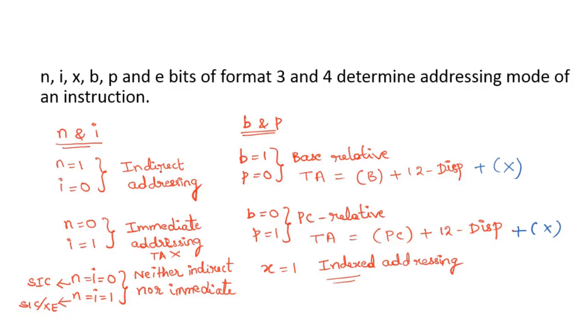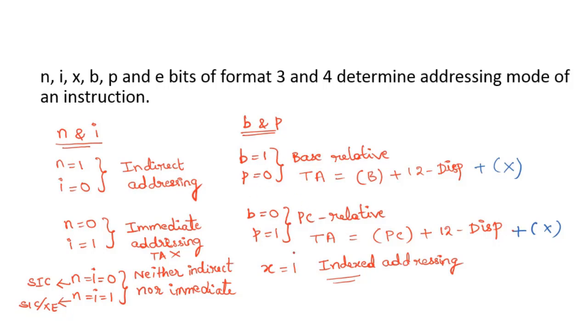And in case of indirect addressing, normally indirect addressing will be either base relative or program counter relative, and more on how to access the data of indirect addressing mode we will see in the coming slide, where I have solved a problem which will clarify how to access an element from the memory if the addressing mode identified is indirect addressing. So N is 1, I 0 indirect addressing, N 0, I 1 immediate addressing, B 1, P 0 base relative, B 0, P 1 PC relative.